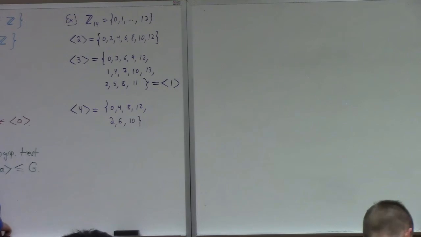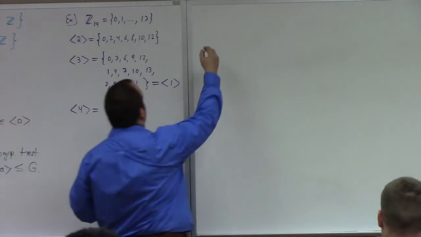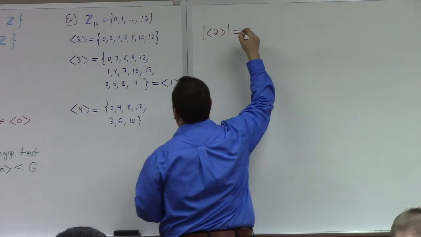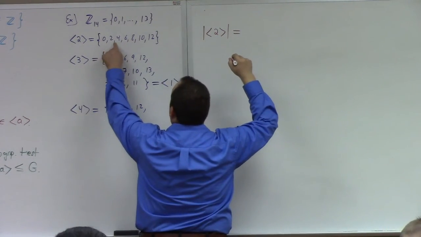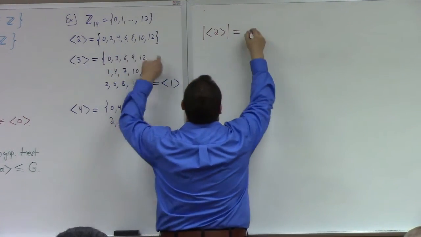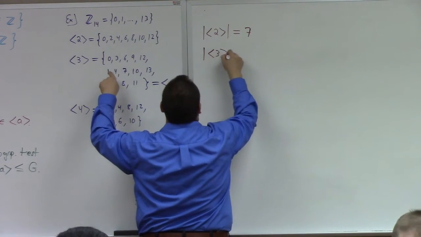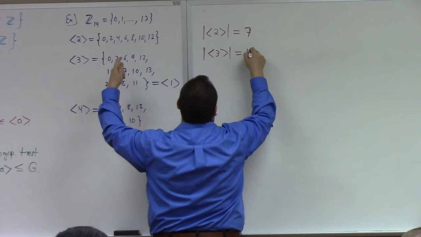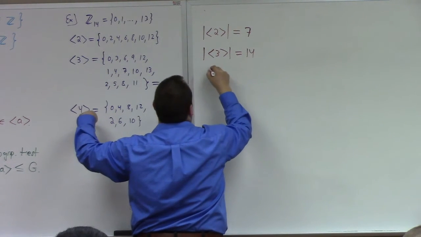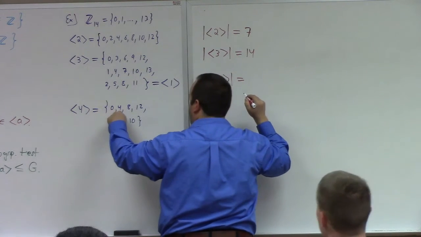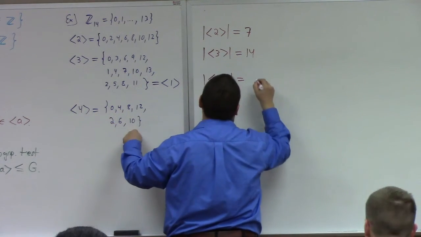Some interesting data to notice while we're here. Let's smell the roses. What's the order of the subgroup generated by 2? 7. The order of the cyclic subgroup generated by 3 here is 14. The order of the cyclic subgroup generated by 4 is what? 7.